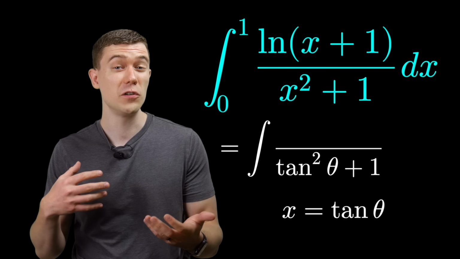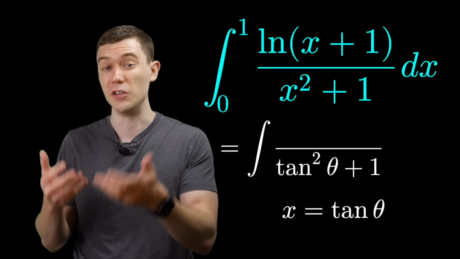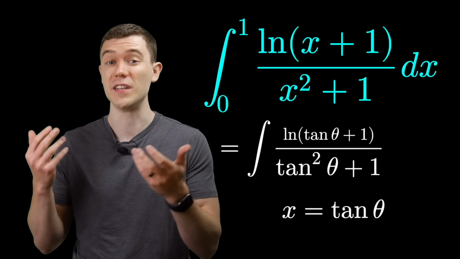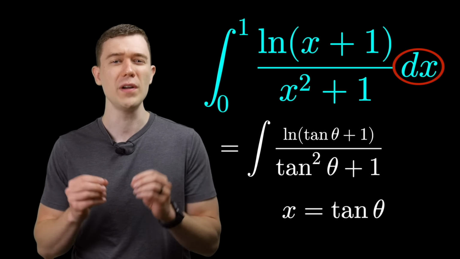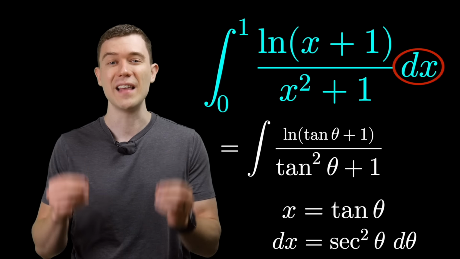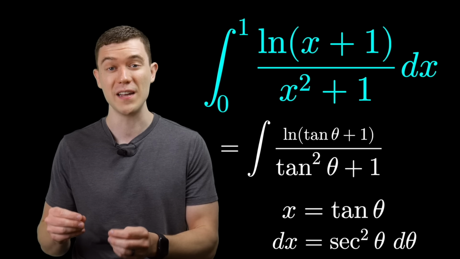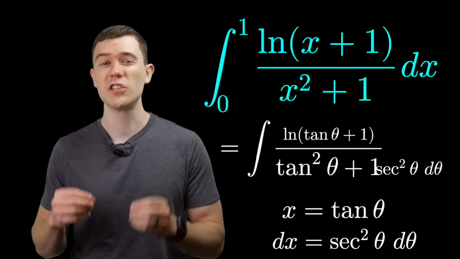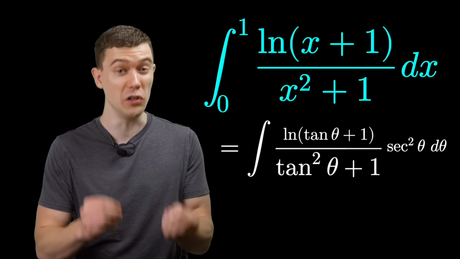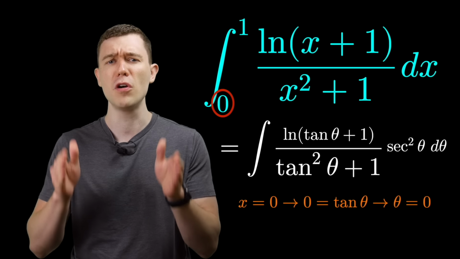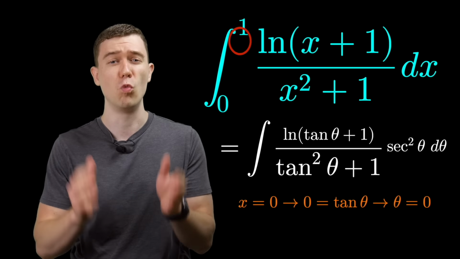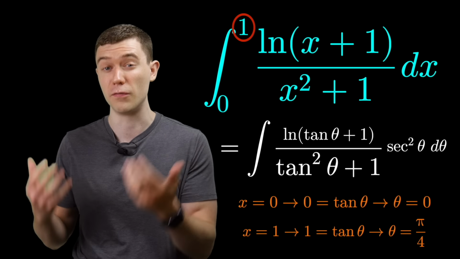We'll have to substitute tan theta in for x in the numerator, and since we're changing the variable, we're going to need to change the differential. Let's take the derivative to get dx. That'll be the derivative of tangent theta, which is secant squared theta d theta. Lastly, let's change those x bounds to theta bounds. If we plug in 0 for x, we'll see that's also 0 for theta. If we plug in 1 for x, that will be pi over 4 for theta.